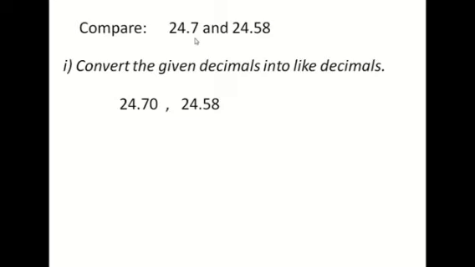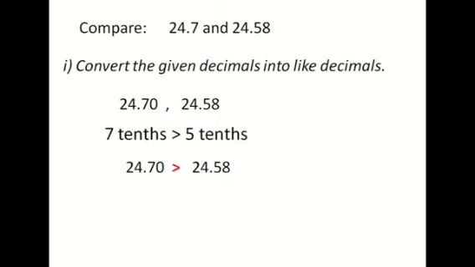So 24.7, I can insert a 0, to make the number of digits 2. So 24.70 and here it is 24.58. Now compare them. In the tenths place it is 7, here it is 5. So 7 tenths is greater than 5 tenths. So you can write it: therefore 24.70 is greater than 24.58. Therefore 24.7 is greater than 24.58, because 24.7 is the given fraction. So we have written in that form.